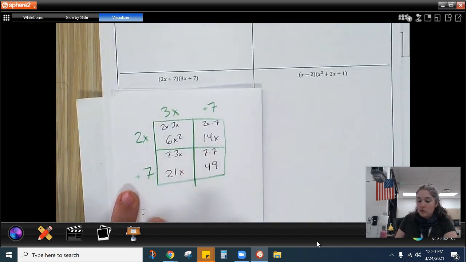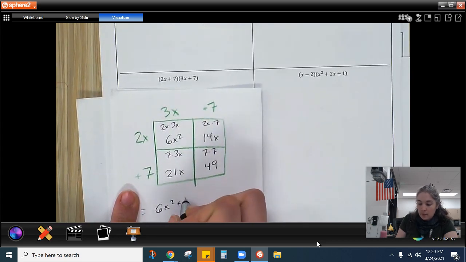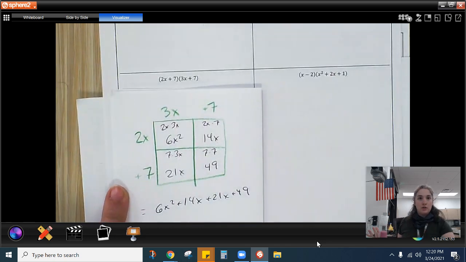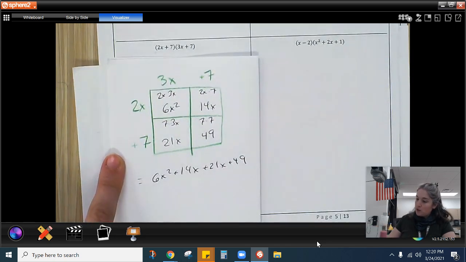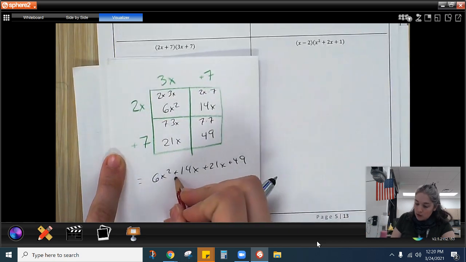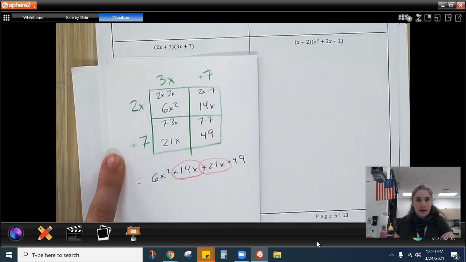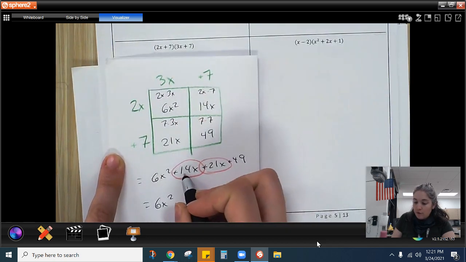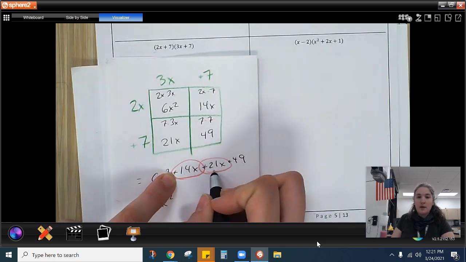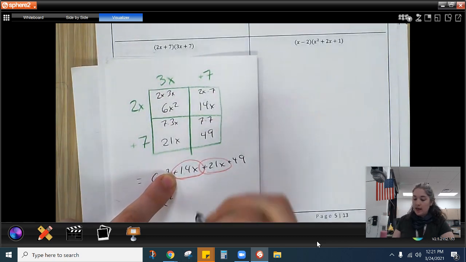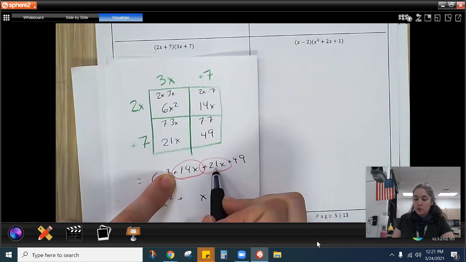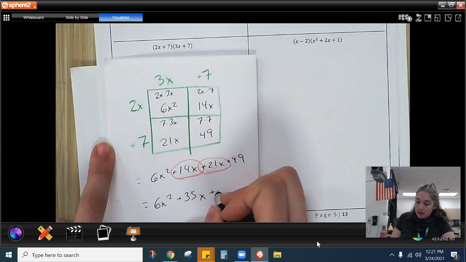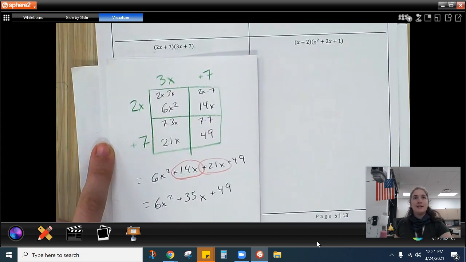Now I'm going to rewrite those all down here. So I get 6x squared plus 14x plus 21x plus 49. Do I have any like terms? Yes, I do. I have a like term right here and right here because they're both just x's. No squareds, just x's. So I'm going to leave my 6x squared, 14x plus 21x. Add the coefficients, leave the x. So I'm going to have just an x. 14 plus 21, that would be 35. And then I would get plus 49. So that is the answer for that one.